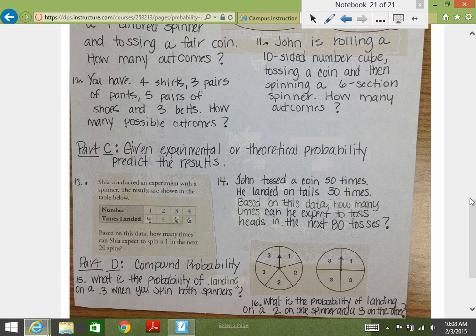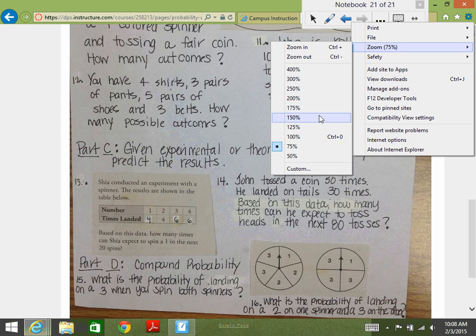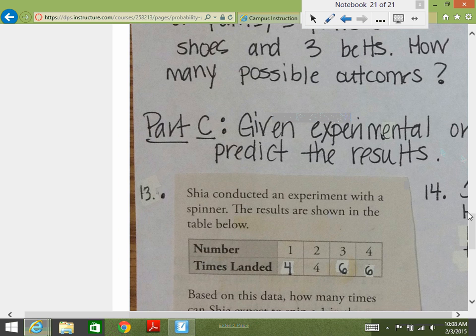Okay, let's go to part C. So now we're done with fundamental counting principle. Now we're back to probability. What kind of answers do we have for probability? Okay, here we go. Shia. Let's start with hers. Here was one of those charts again.